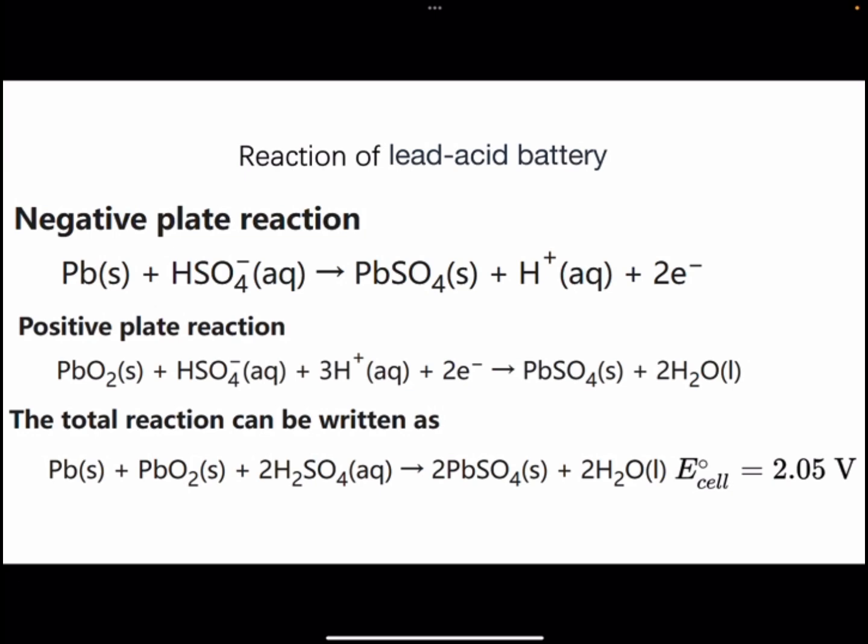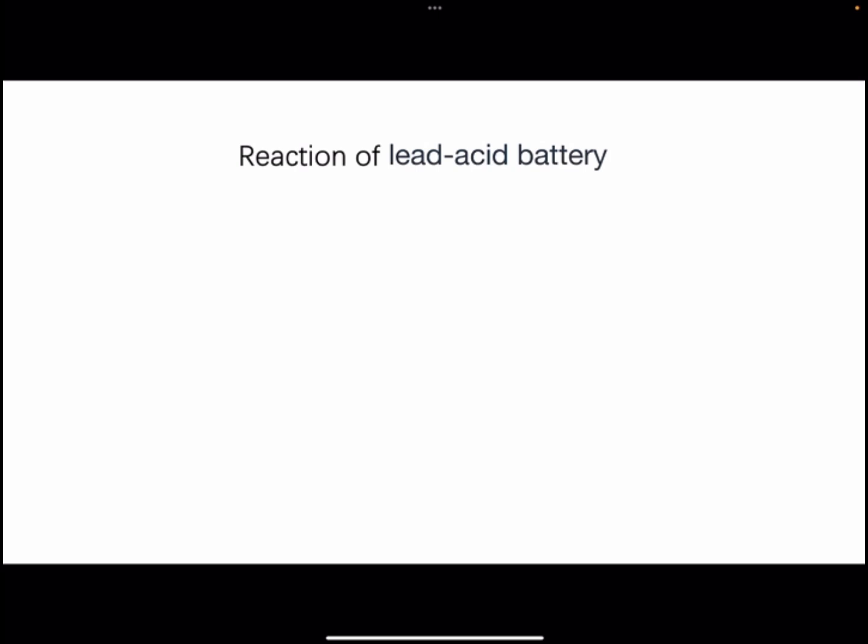Although the standard cell potential is low for a single cell, as we can see, many normal electronic products, like a computer, need at least over 10 volts, but we can use series connection to gain higher voltage, so it doesn't matter actually. And let's take a look at the principle diagram of this lead-acid battery.